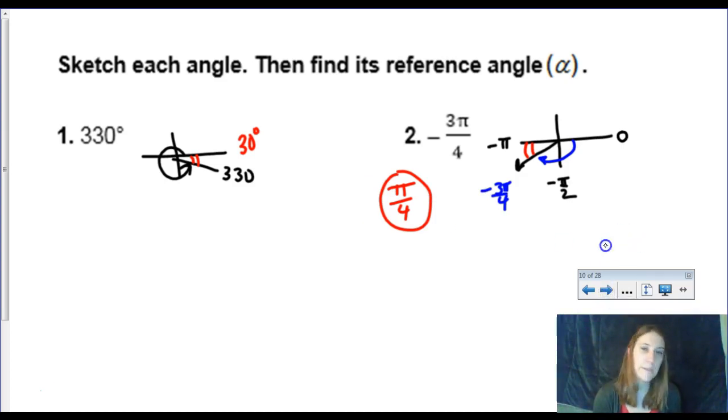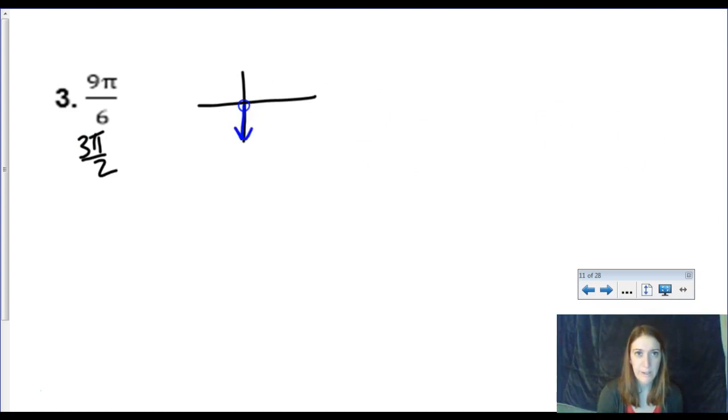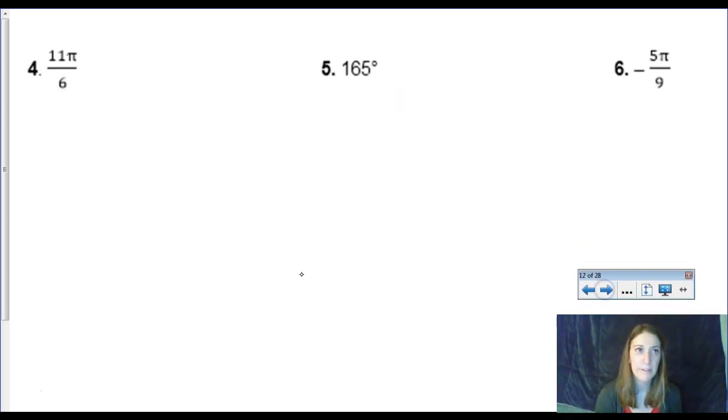Alright, let's see here. And they want you to call them alpha. 9 pi over 6. Okay, I love fractions. We've got to reduce that. It's 3 pi over 2. I don't have to do any work. So 3 pi over 2 is right here. That's what the angle looks like. And then when it says find the reference angle, since it's quadrantal, there is no reference angle. So that was a lot easier than I thought it would be.